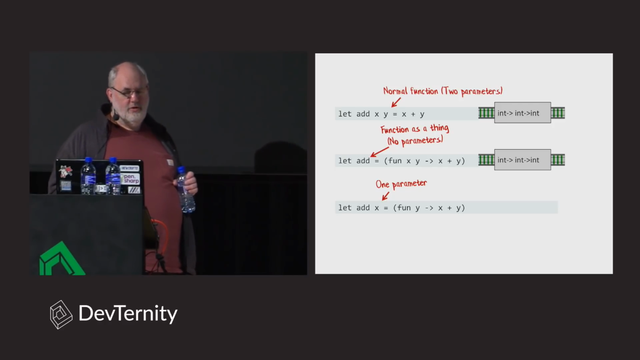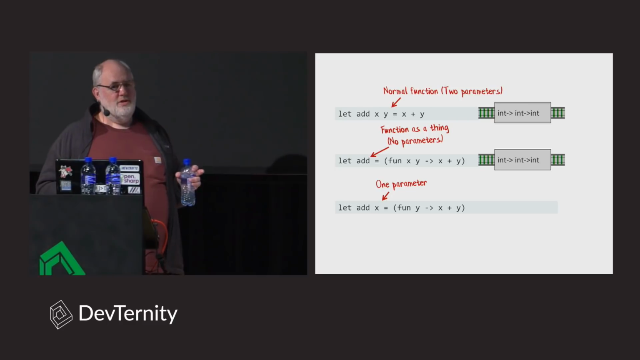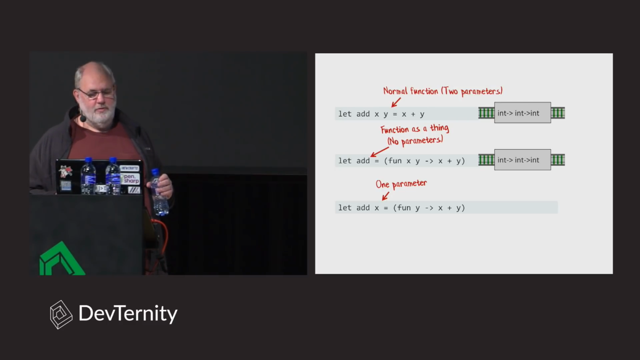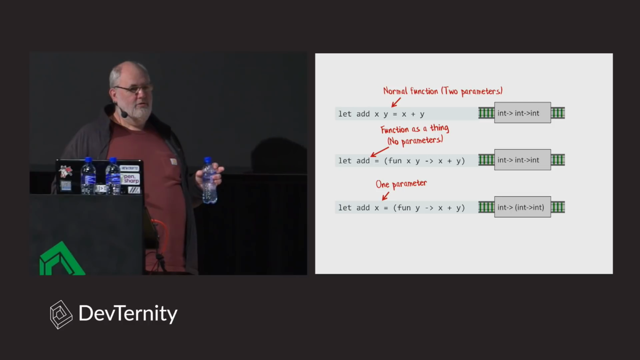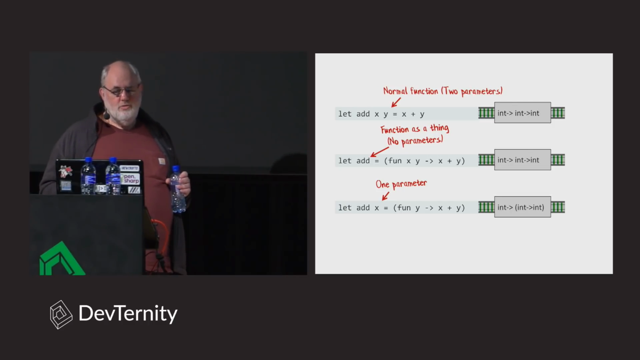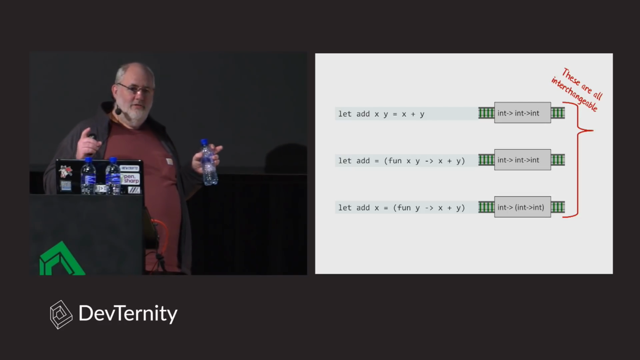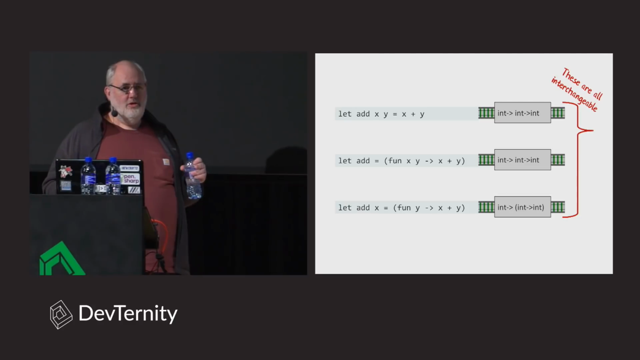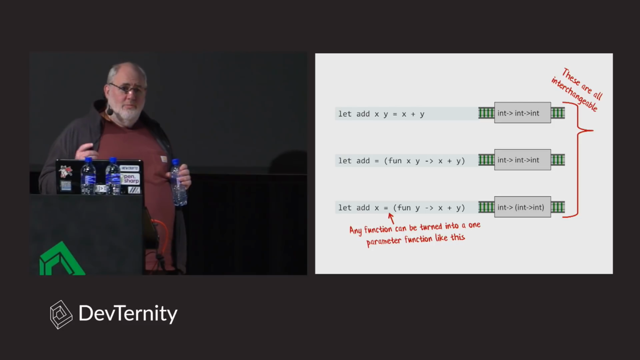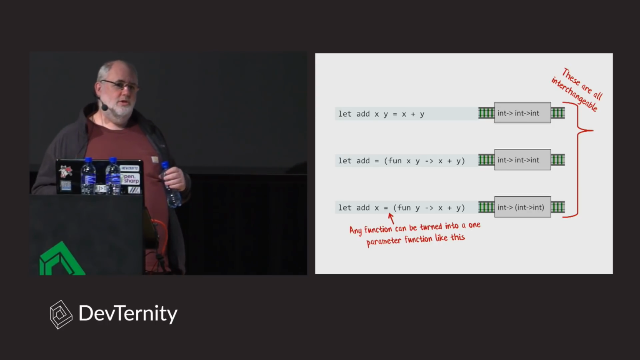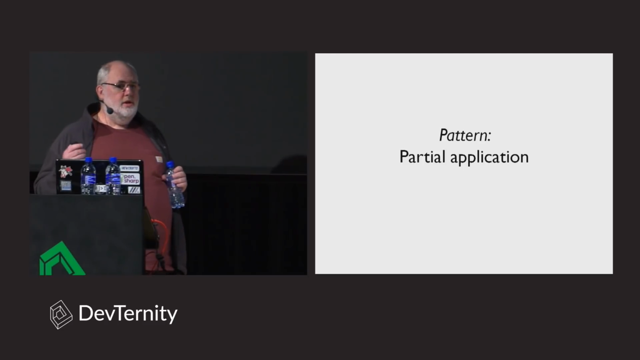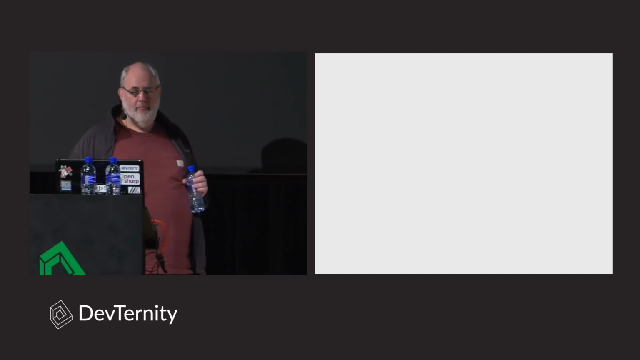This is a one-parameter function that returns another function. It returns another lambda with an extra parameter. And that looks like this, an int that returns an int function. What's interesting is that these are all exactly interchangeable. So a 2-parameter function, a 0-parameter lambda, as it were, and a 1-parameter function, you can turn any one of these things into any other of these things. And in particular, any function can be turned into a 1-parameter function. So if you have a 2-parameter function, you can turn it into a 1-parameter function. And then you can do all these great composition techniques with it. That is typically called partial application.